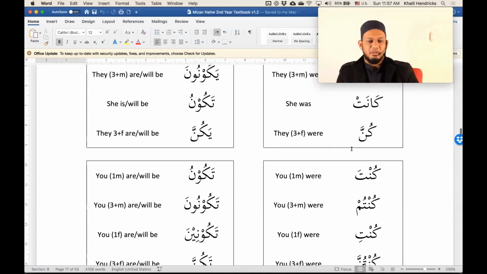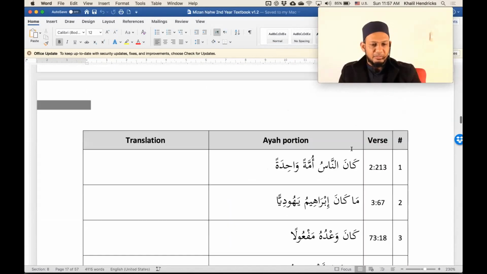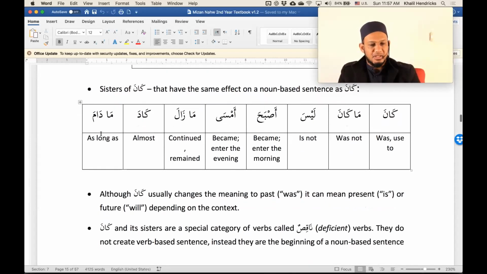Bismillah ar-Rahman ar-Rahim, wa salatu wa salam ala Rasulillah wa ala alihi wa sahbihi man wala. In the previous lessons we learned about Kana. We learned many things with Ism Kana and Khabar Kana. Ism Kana is in raf', Khabar Kana is in nasb. Then we learned Kana had a number of sisters: ما كان, ليس, أصبح, أمسى, ما زال, كاد, ما دام, and there are others also. These are just some of the sisters of Kana. Because all of these are verbs, they all go down the verb scale. So who wants to do the Kana scale for me?